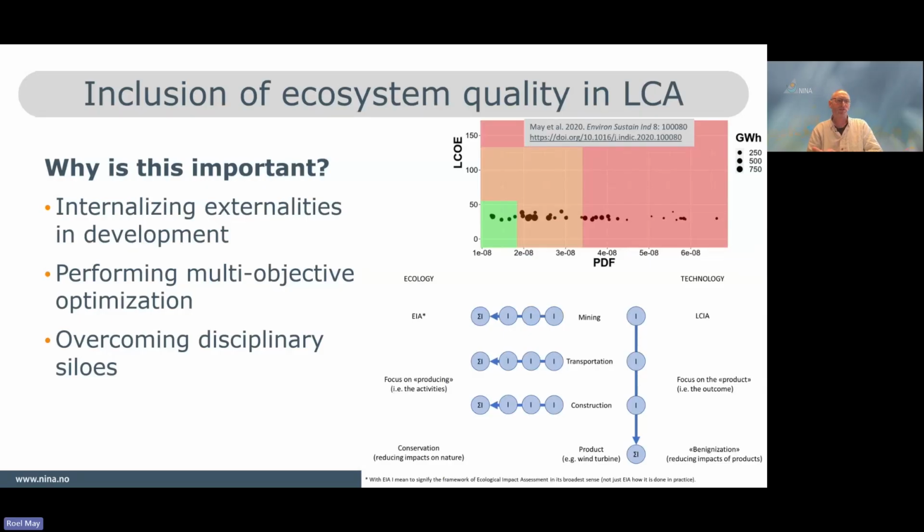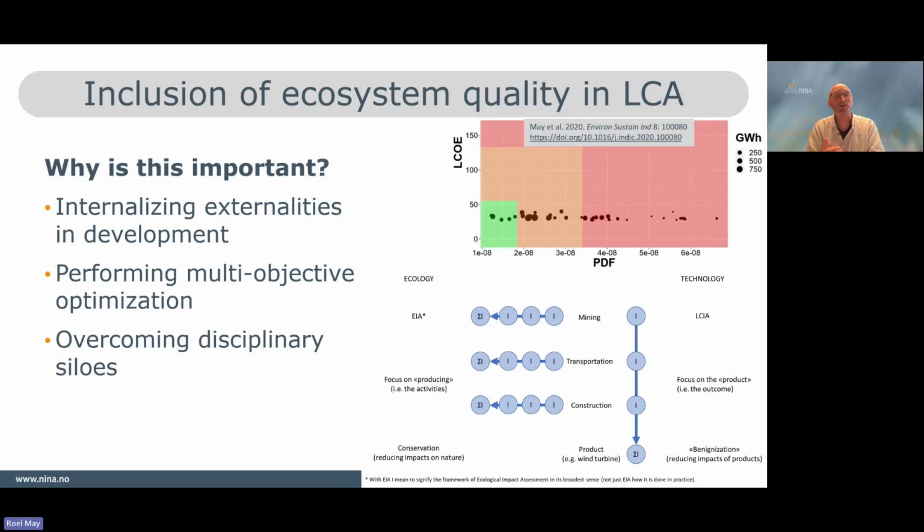So why is it important to include this better? I think the main point I would raise here is that it's first about internalizing externalities. So far, in the development of wind energy, social and ecological aspects have been seen as something external to development. So you first optimize your wind farm development based on economic output and production. And then you have to take into account these other aspects, which only hamper your development and are just an extra cost.